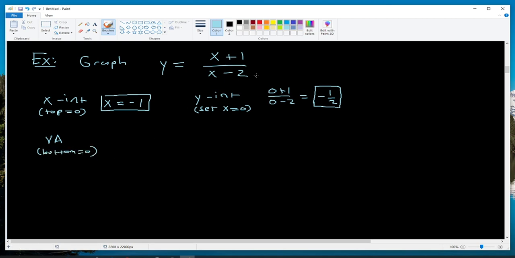So we say, okay, the bottom's x minus 2. What x would make the bottom 0? That'd be x equals positive 2. So the vertical asymptote occurs at x equals positive 2.